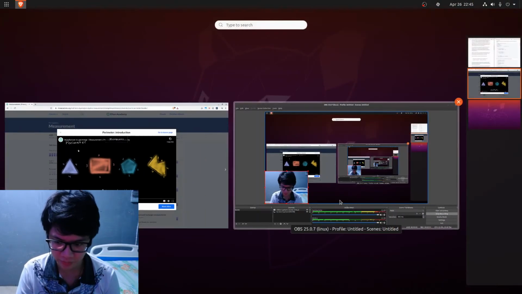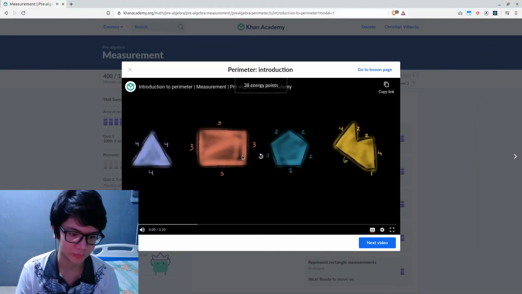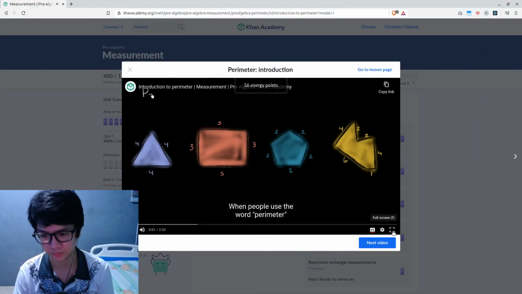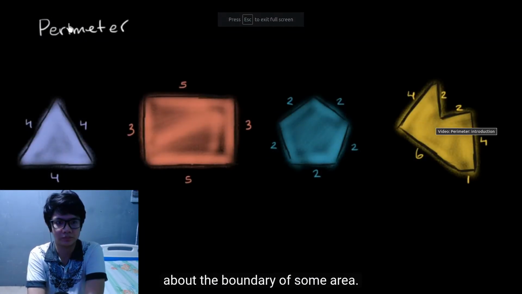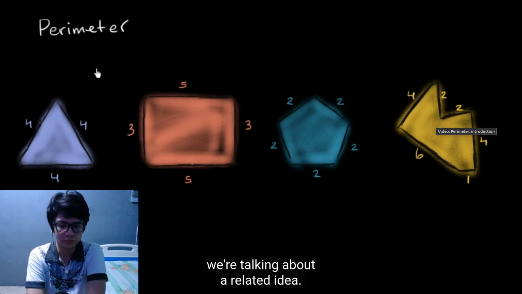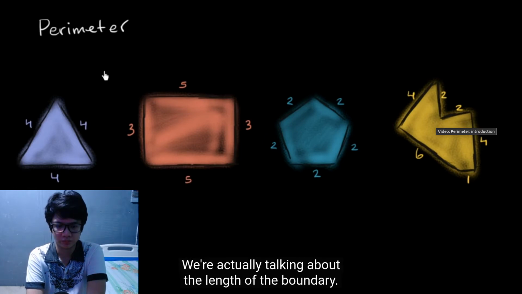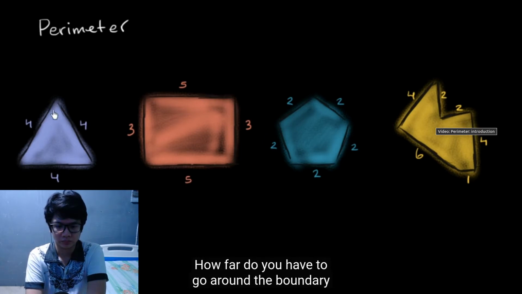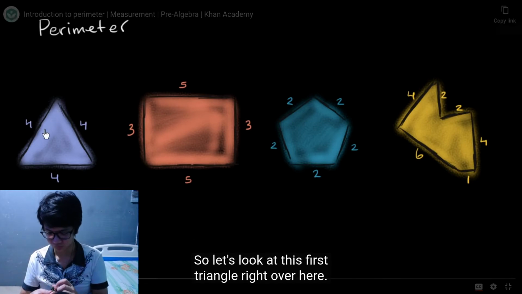But now we're not just talking about the boundary, we're actually talking about the length of the boundary. How far do you have to go around the boundary to essentially go completely around the figure, completely around the area? So let's look at this first triangle right over here.